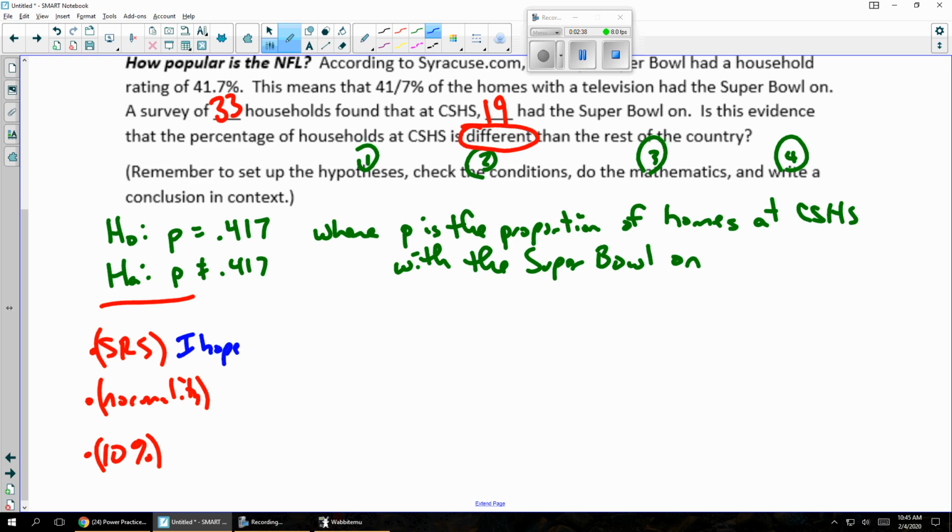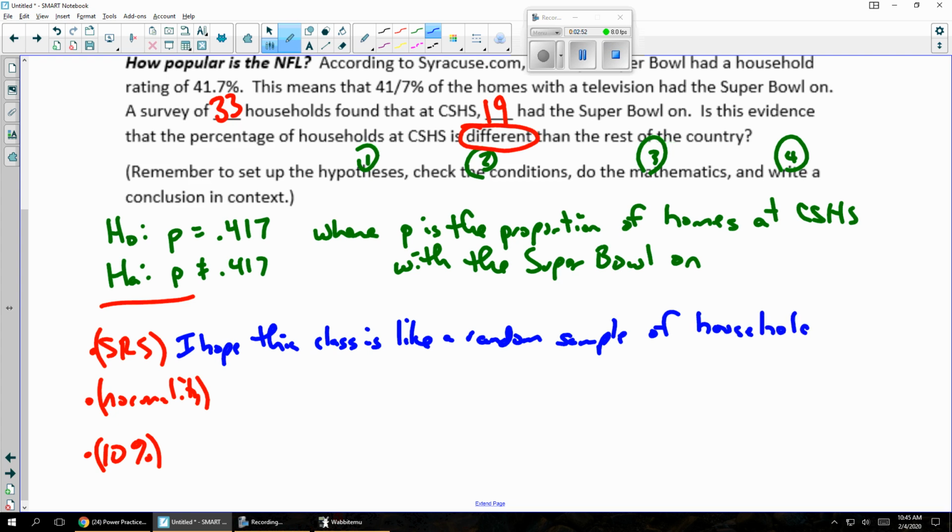I hope this class is like a random sample of households at this school. Because if you're not like a random sample, then I've got cruddy data and I could just throw the whole thing out. But nevertheless, I'll keep working. I'm not going to stop working just because I'm not quite sure if this condition is met.